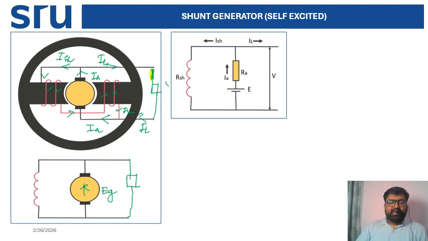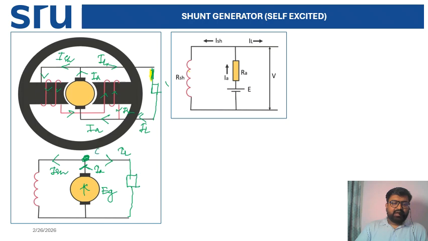Okay, the armature generates some EMF, and due to the EMF, the armature current will flow. As the armature and field are connected in parallel and the load is also connected in parallel, what will happen at this point? The current will divide. One part will go to the field winding side, that is the shunt current, and one part will go to the load.